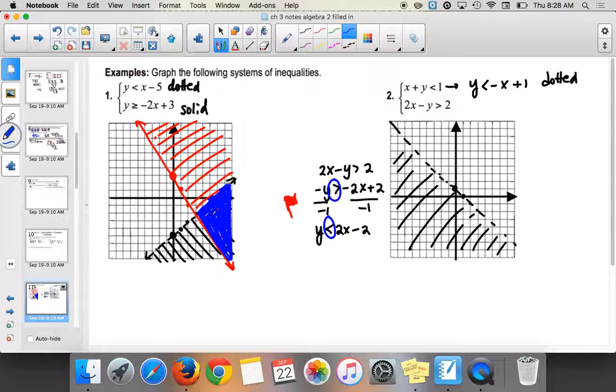Okay, don't forget to do that, because if you do forget it, then you're going to mess up your shading, right? You're going to shade on the opposite side. All right, so I have y is less than 2x minus 2. So my y-intercept is negative 2. And my slope is 2, so I go up 2, right 1, up 2, right 1, and so on. And this is also a dotted line. And since I've solved for y, I can decide where to shade. So do I shade above or below? Below, right? Y is less than, so I'm going to shade kind of on the right side of this line. So our final shaded region is in here.